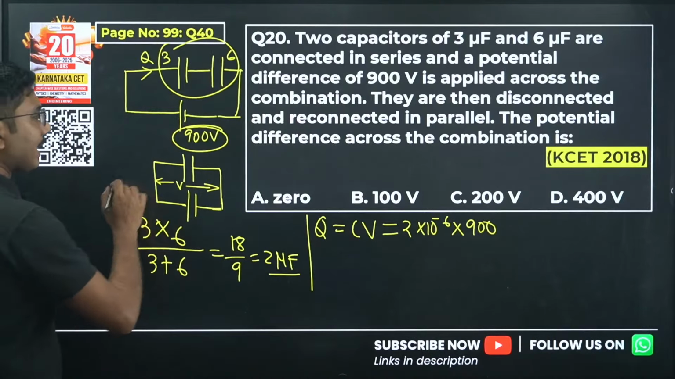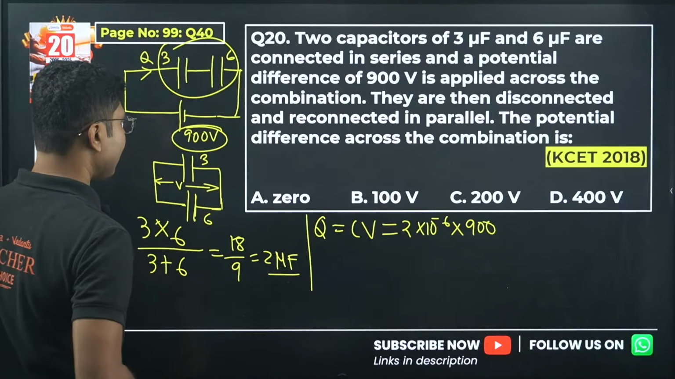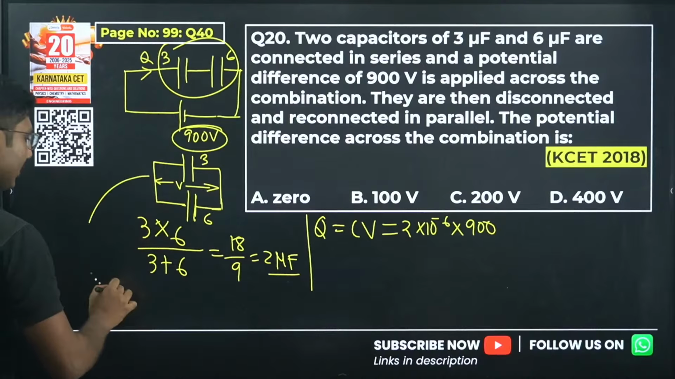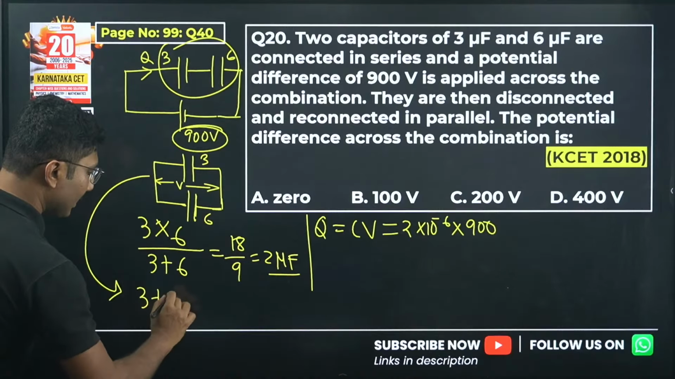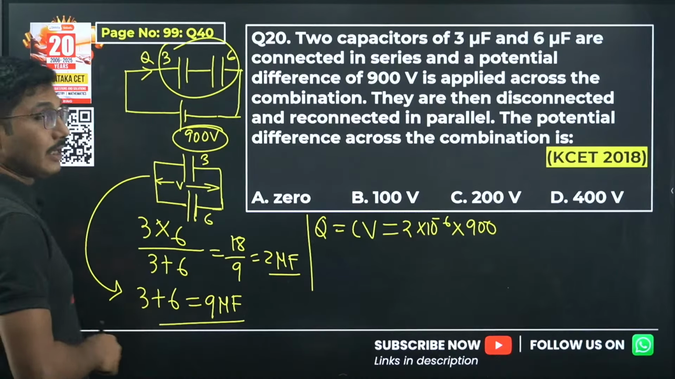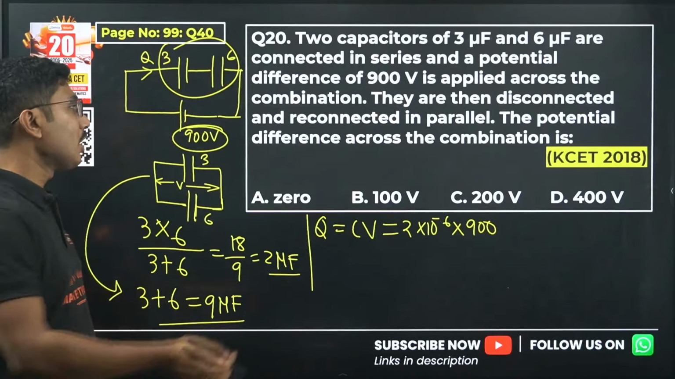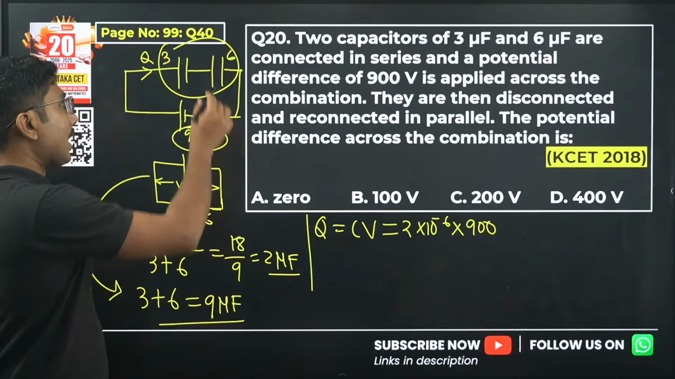Okay, now when you connected them in parallel, 3 and 6, what is the equivalent capacitance? The equivalent capacitance now will be 3 plus 6 equals 9 microfarad, right? 9 microfarad is the equivalent capacitance. Now from the conservation of charge, whatever was the charge for the equivalent capacitor before, the same charge should be there for the equivalent capacitance now as well.